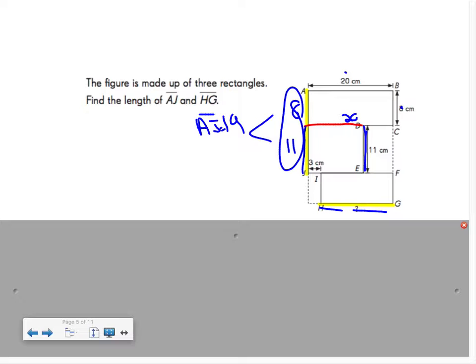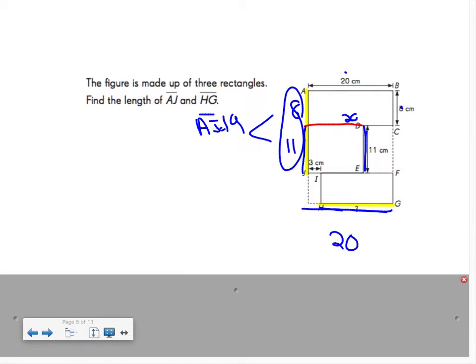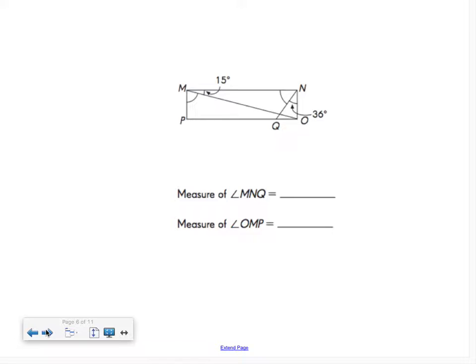Well, let's see. How would I figure that out? If this is 3, oh, I know. This whole thing is 20. And look, this little piece right here is 3, so this is 3. So I need to chop off that 3 because I only want to know a piece of it. And 20 minus 3 is 17. So I know that HG is 17 centimeters. Okay? I really suggest using your sticky notes as well.